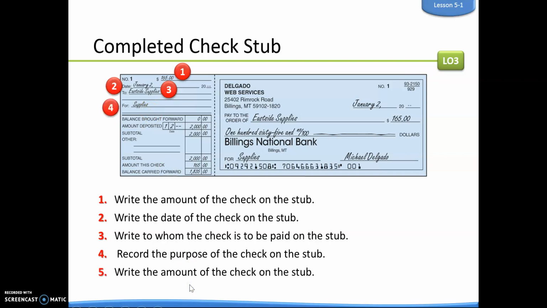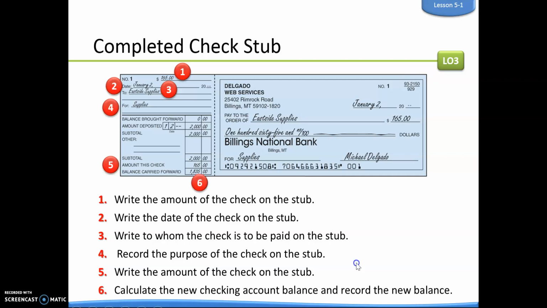The fifth thing is to write the amount of the check. The amount of the check is $165. And then the sixth thing that we do is calculate our new balance. Now remember, this was the deposit that we already did earlier. So that's where that $2,000 came from. We don't have to do anything with it now because we've already done it previously. It's a little bit different.